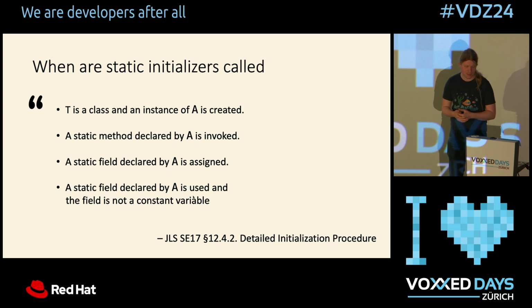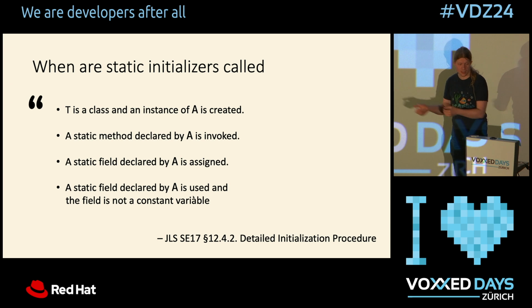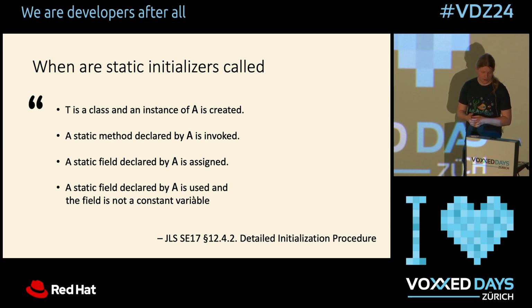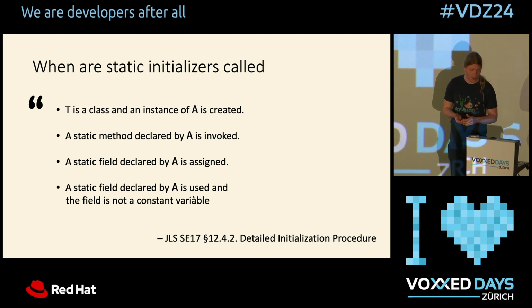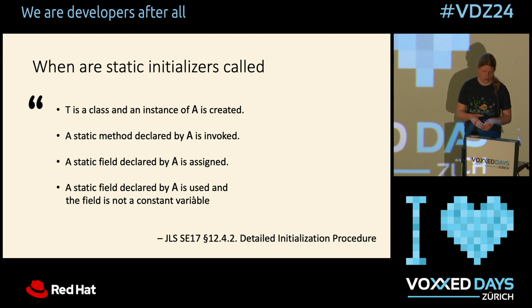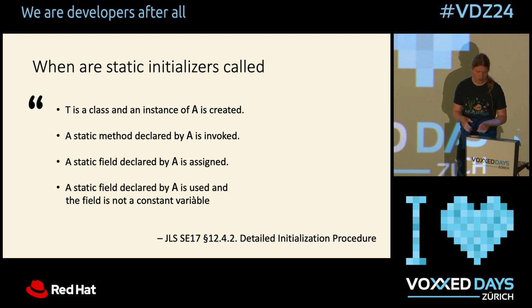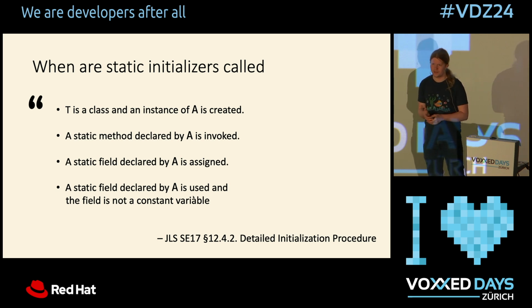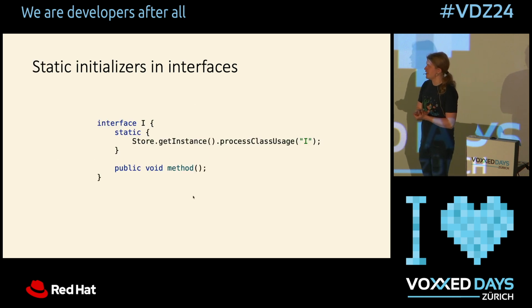But essentially, what it tells us, a static initializer is called when T is a class and an instance of it is created. When A is a class, an instance of A is created. That's nice. Also, when a static method is invoked, or when a static field is accessed, or when a static field that is declared, a non-constant static field, is used. It's nice, but there's a problem with interfaces.